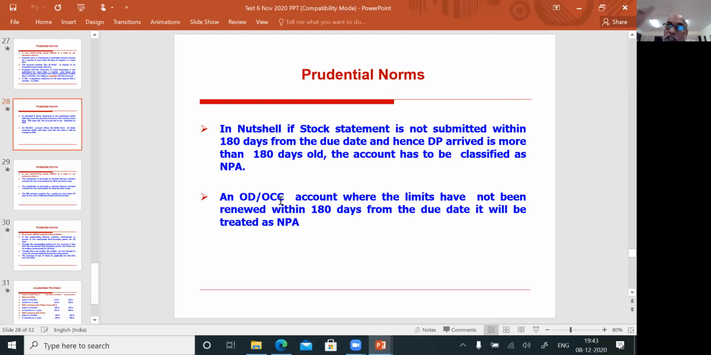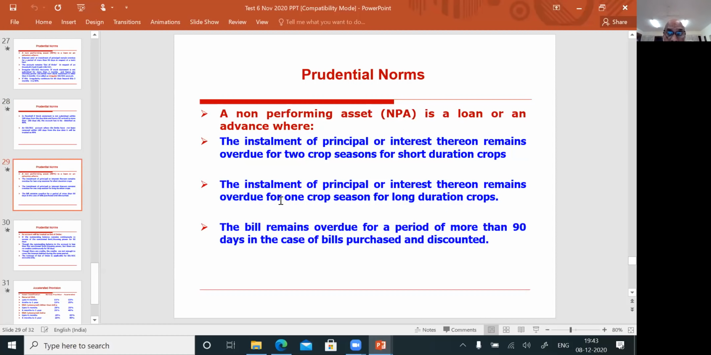In between, for the stock statement not submitted, if they ask you the question, what is irregular? Stock statement not submitted, that is 3 months is over. So that is irregular account. Beyond the 3 months, another 3 months, the irregularity continues, the account will be classified as NPA. Okay, sir. So prudential norms. Next slide we'll see. So what are all the non-performing assets? Term loan, OD-OCC. In OD-OCC, 3 cases are there: out of order, irregular, and then renewal of limit. These 3 cases will be classified as NPA.